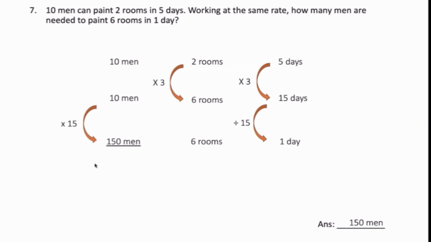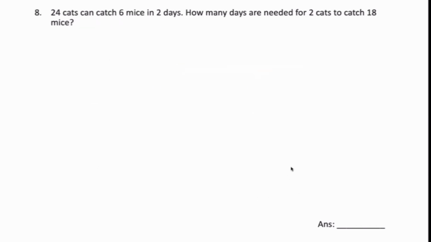I'll go through question 8 with you. You just check your answer, all right? Now, remember, I say again, there are 3 things. One is the resources, one is the job or work done, and third is the time. So given this question, cats are the resources, mice is the work done. You're supposed to catch mice, times the days. So you start out with 24 cats catching 6 mice in 2 days.